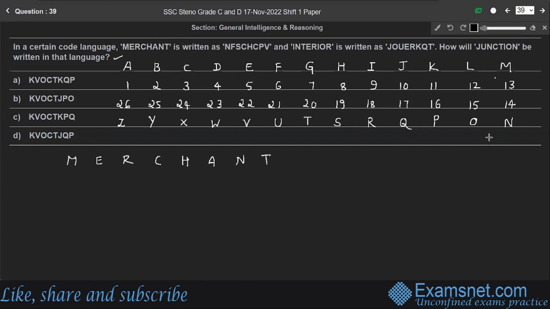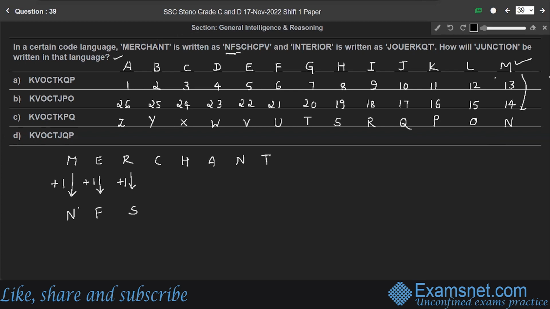So in merchant, the positional value of M is 13. M is coded as N, its next letter. Therefore, I can write M plus 1 as N. Whereas E is coded as F, so E plus 1 is F. Whereas R is coded as the next letter, S, so R plus 1.